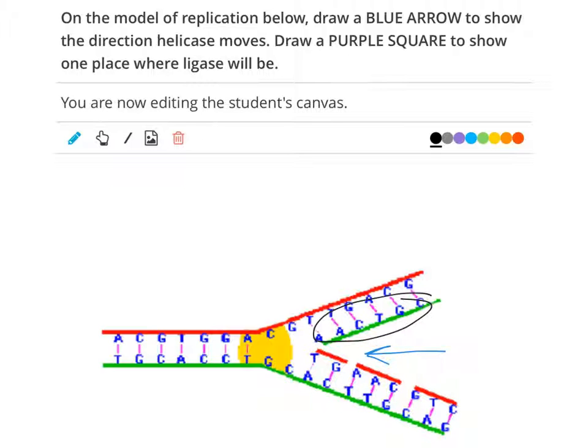Ligase, the thing that needs the purple square, is going to be on the lagging strand because ligase is the glue that glues those segments together. So you could put a ligase square there, or you could put a ligase square there. Those are the best places for ligase.